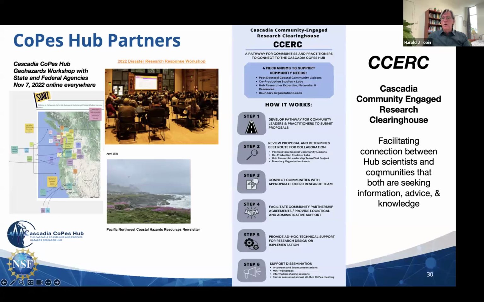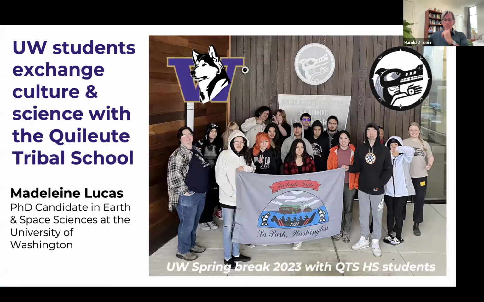This is where, if a community or people from a community have questions that might be related to understanding better either chronic hazards like sea level rise and storms, or acute hazards like earthquakes and tsunamis, big land level changes, and so on that are associated with them, they can hook up with scientists from the hub. And there's a website you can go to if you just find the Cascadia COPES Hub or the CCERC, and then connect back to some of the hub researchers. So that's, I think, an important piece of what we're doing. By the way, all of this is with National Science Foundation funding.